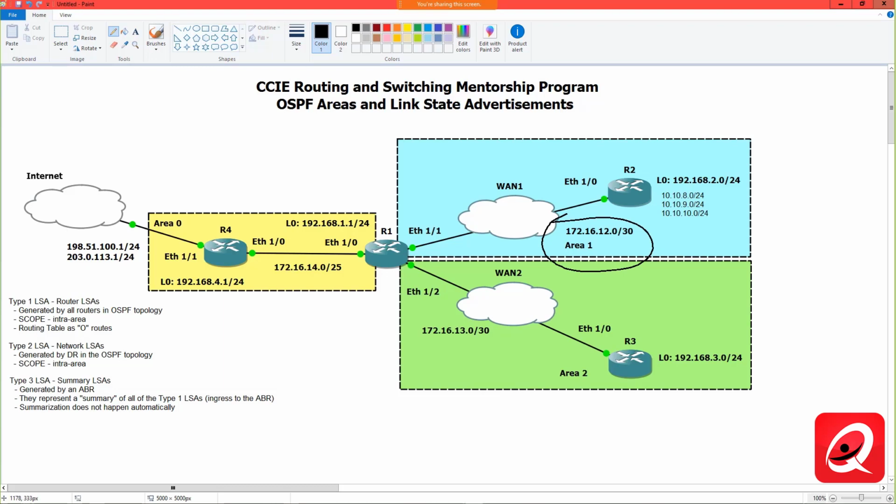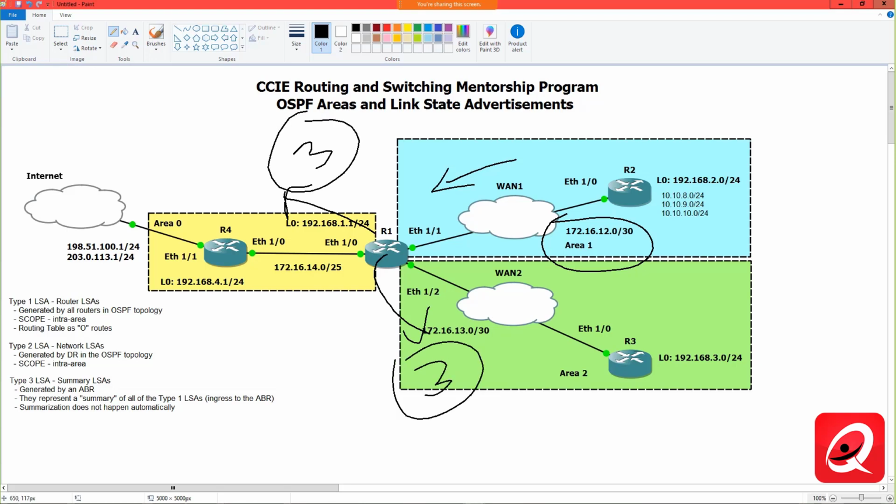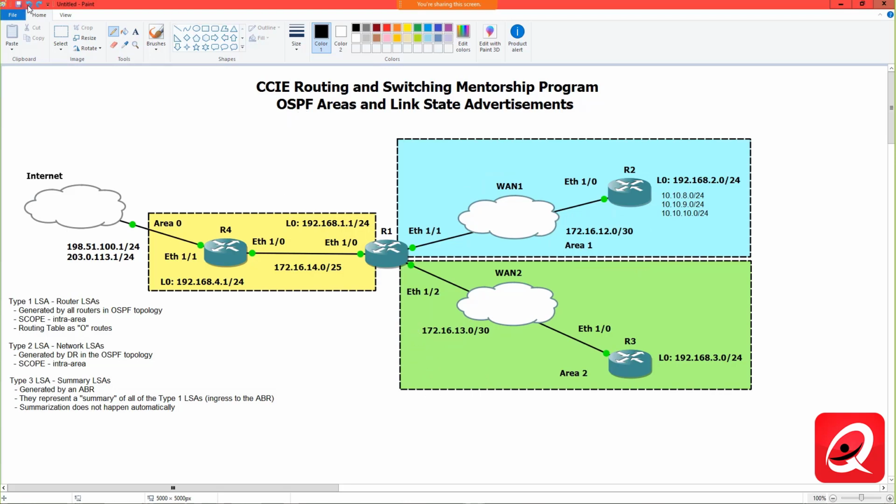So when I go into my command, area 1 range, for some reason I was thinking area range 1. I had that stuck in my head. Area 1 range means that I'm going to summarize from this area, and then automatically I will start to generate those summary type 3 LSAs into the other areas. So I don't really have to worry about applying the summary in multiple locations. It's automatically going to apply that summary in all the other areas that the router is participating in.